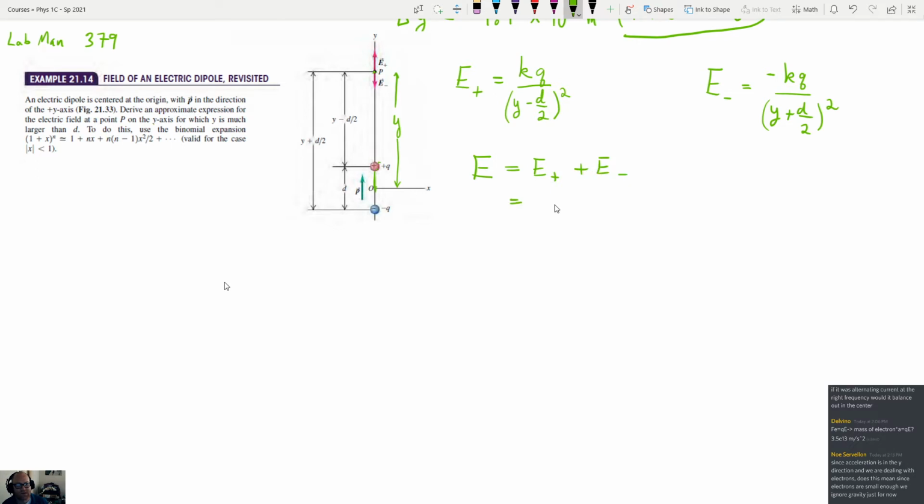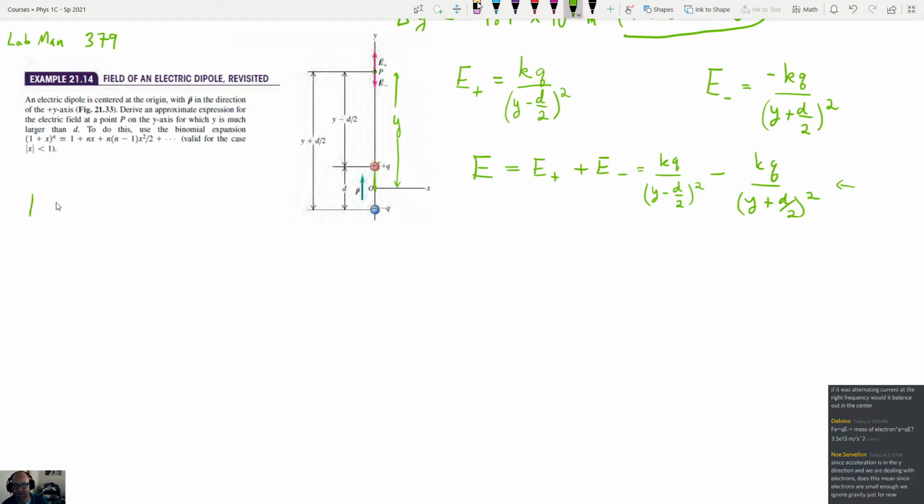So it's going to be equal to, to save space, I'll put it on the same line. And now what we want to do is simplify this expression. There are different ways you can do this, but the example is kind of hinting to us. It says to use the binomial expansion. It's written right here. I don't know how well you can read it.